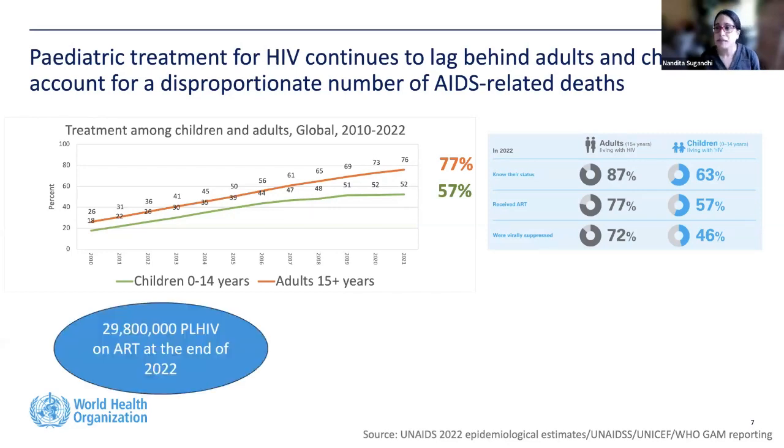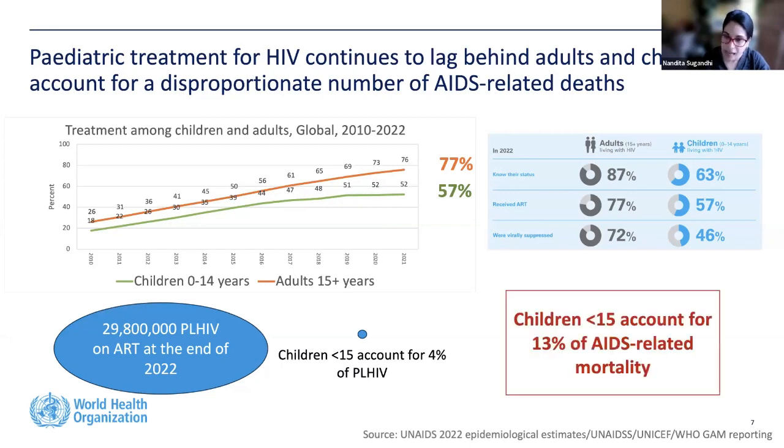And so even though at this point in time, in 2024 now, we have about 30 million people on ART worldwide, and even though children, and we define children here as under the age of 15, only account for about 3 to 4% of all people living with HIV, they account for about 13 to 14% of AIDS-related mortality. So it's a relatively small population that disproportionately has a high rate of AIDS-related mortality.